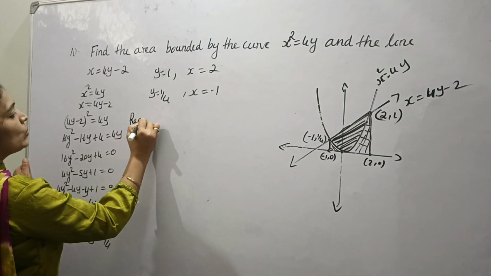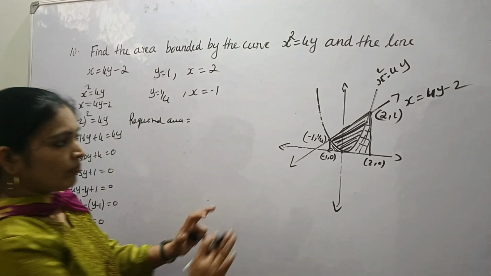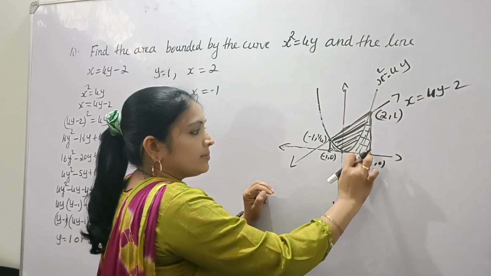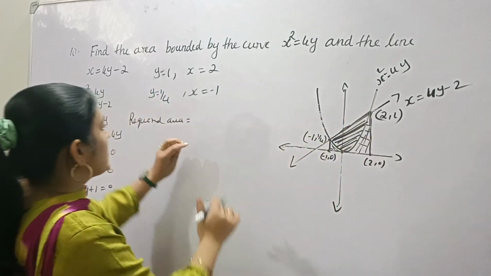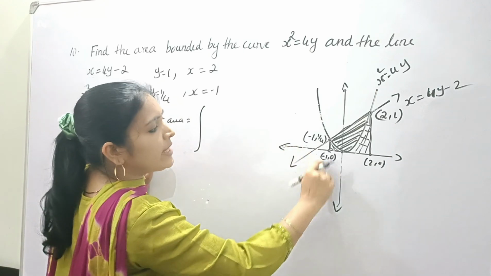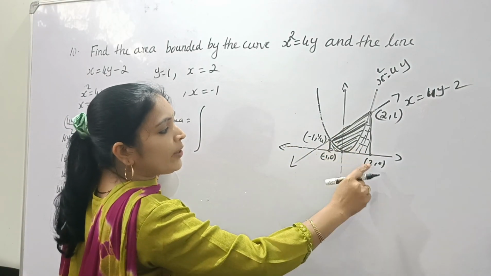Required area is equal to... so how to find the area? That is the total area, the area under the line. Okay, area under the line. So what are the limits? First we will write the integral from minus 1 to 2. Okay, from here to here, minus 1 to 2.